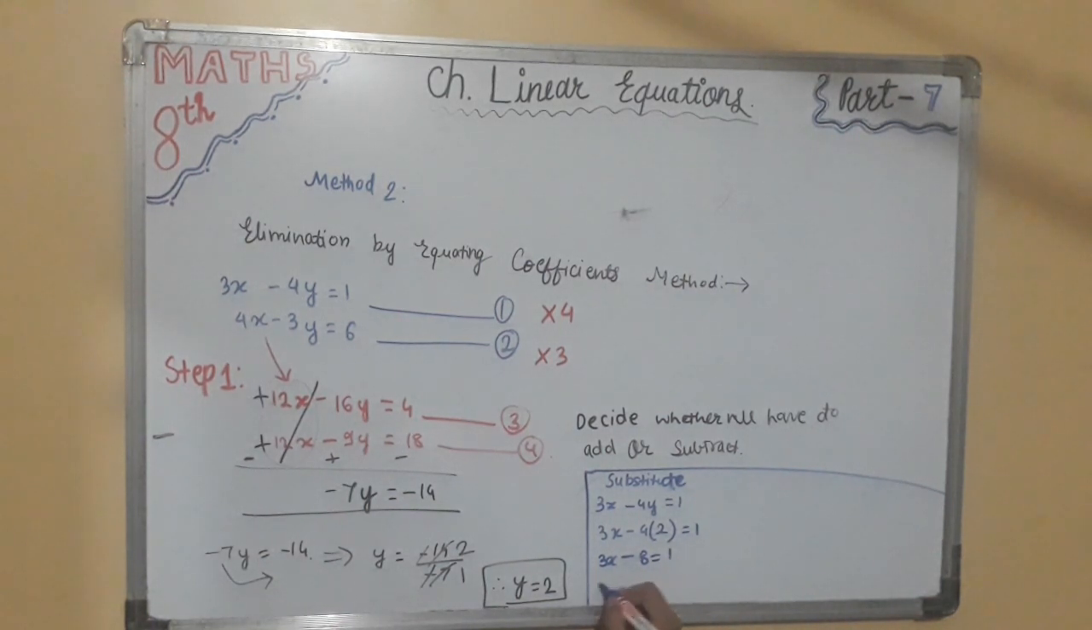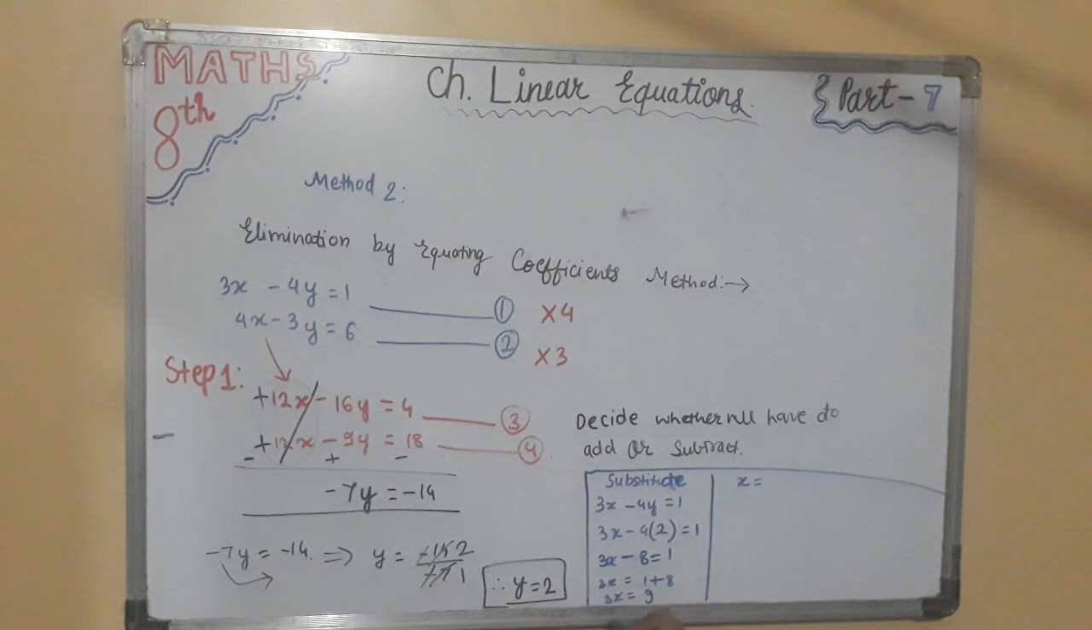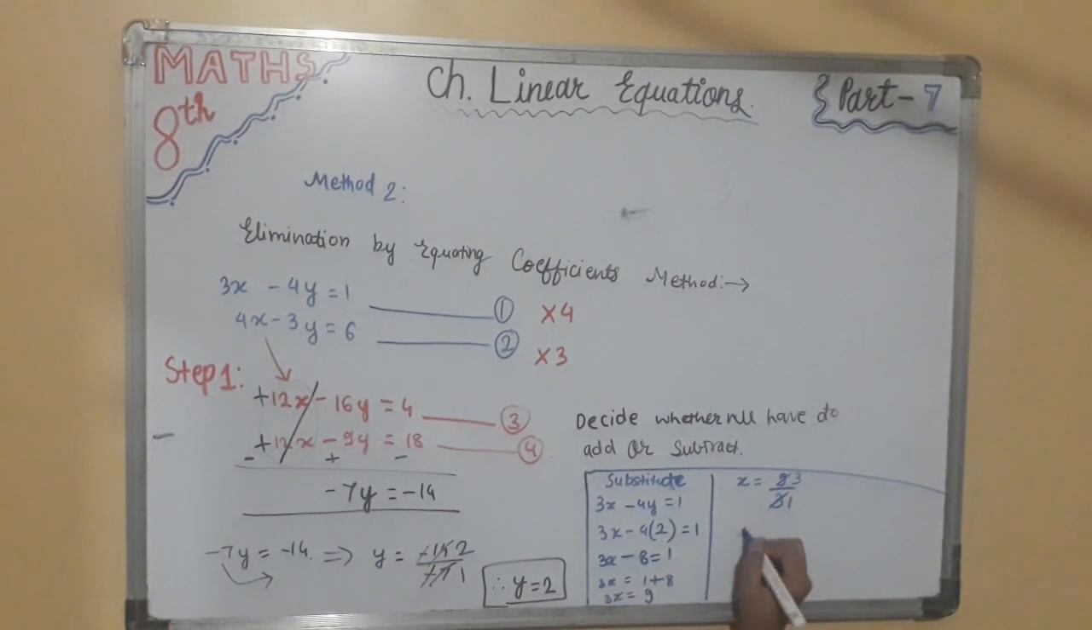We will transpose, so 3x is equal to 1 plus 8. 3x is equal to 9. After that we will transpose 3, so x will be equal to 9 upon 3. 3 ones are 3, 3 threes are 9. Therefore the value of x we have got is 3. The value of x will be 3. I hope you have understood till this.